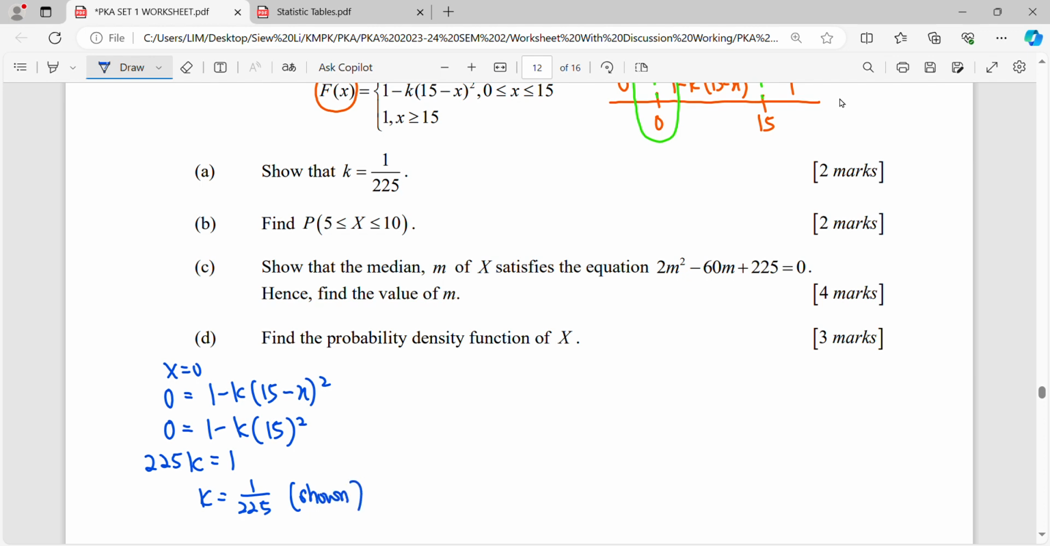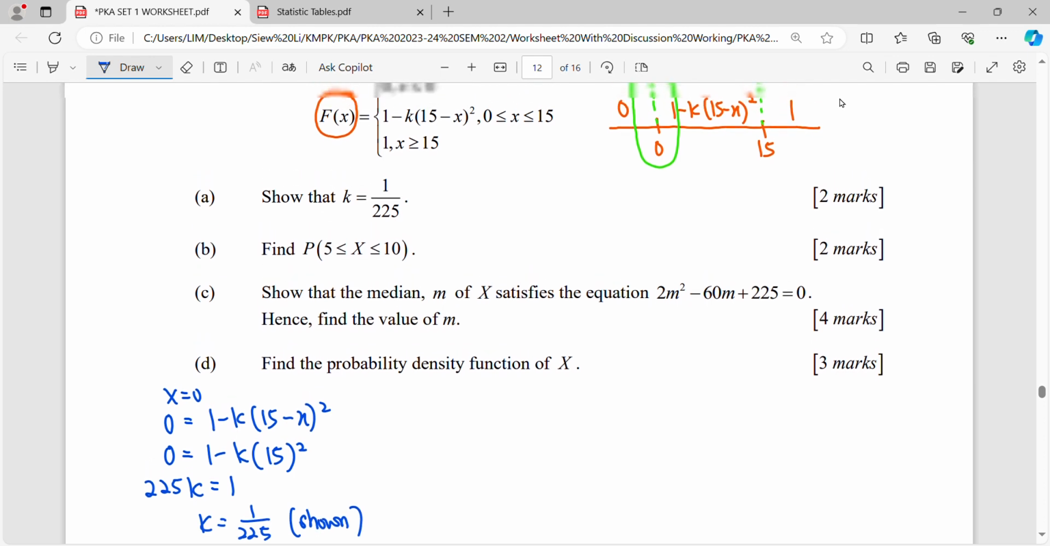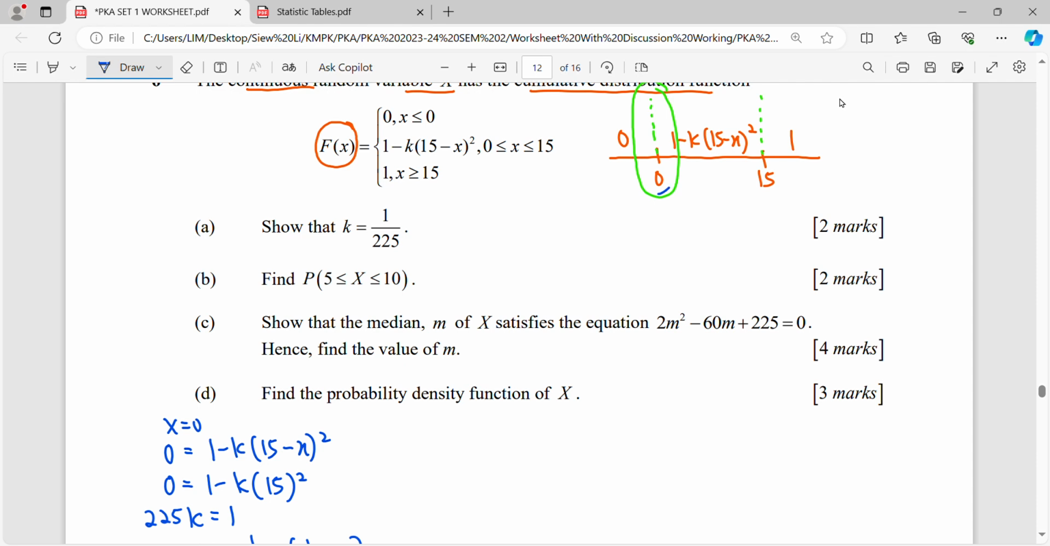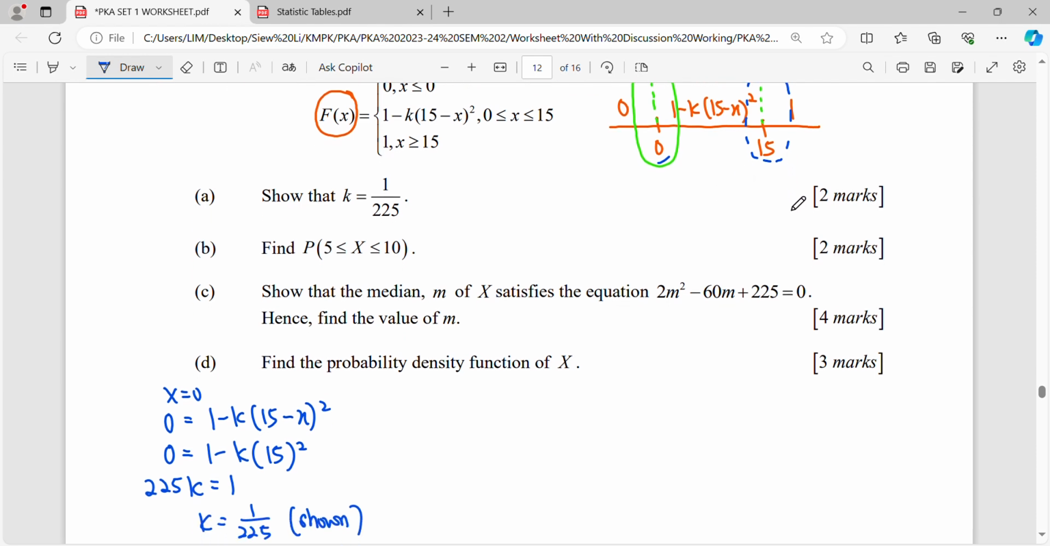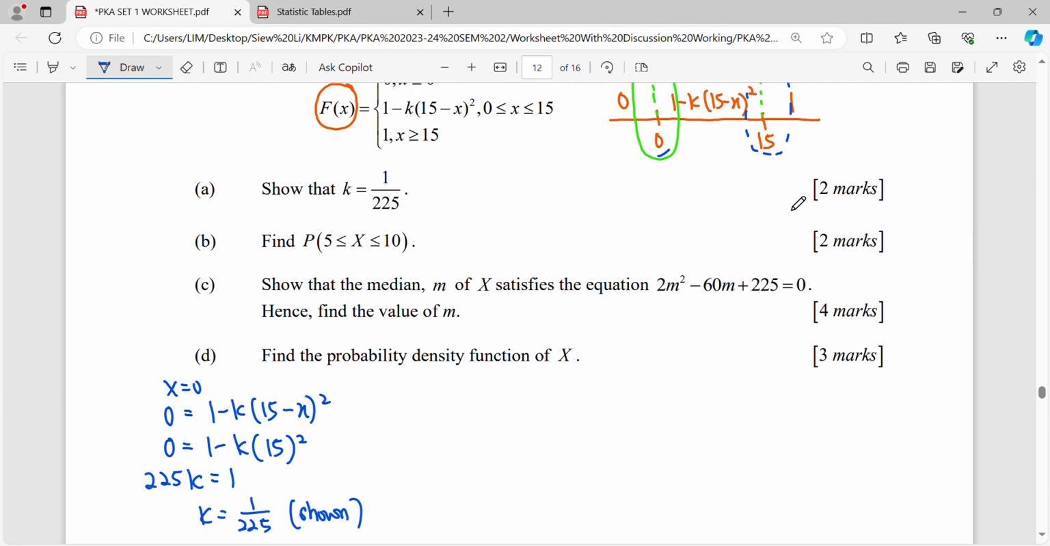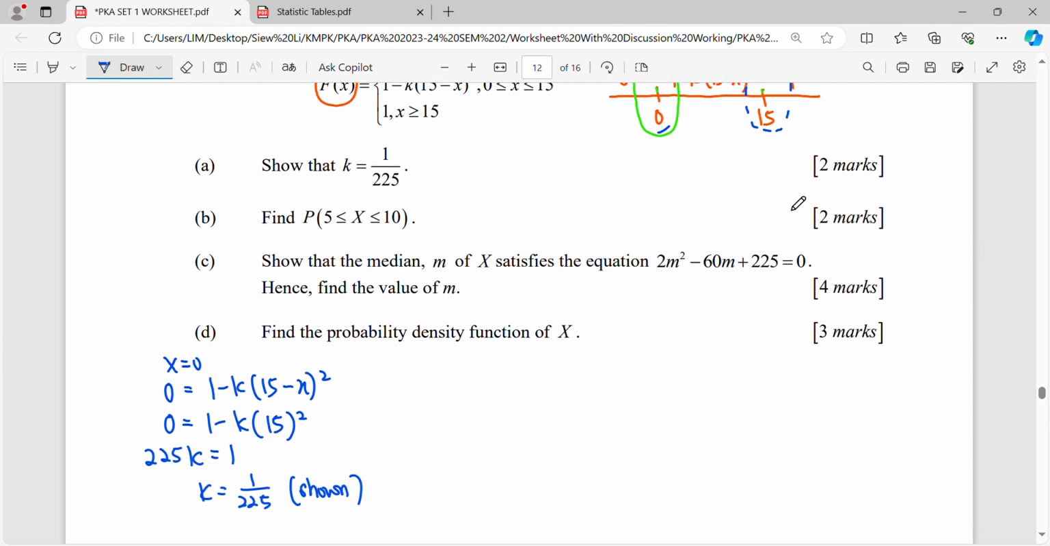Since we already used the point 0 to get k, we don't need the point x equals 15. So we have two choices: we can use point x equals 0 or point x equals 15. But we only want to find one unknown, so one piece of information is already enough. Understand? Okay, then we come to question B.